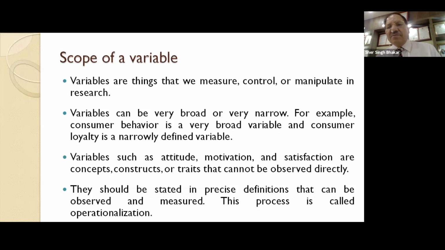Variables are things that we measure or control. In the case of experimental studies, we find that we control some of the variables. In the case of other studies, we don't control, but we need to measure in any case. There are some variables that can be defined very broadly, and some that can be defined very narrowly.